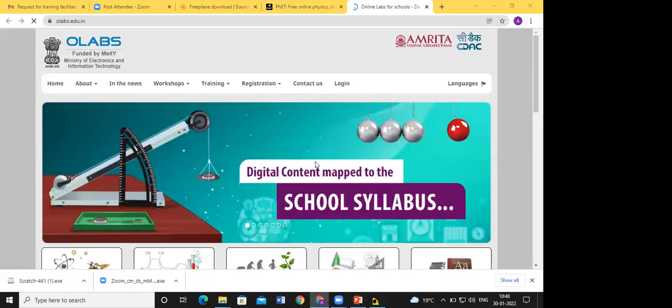When I'm opening this, this is the home page. It is developed by the Ministry of Electronics and Information Technology in India, along with C-DAC and Amrita Vidyapeetham.